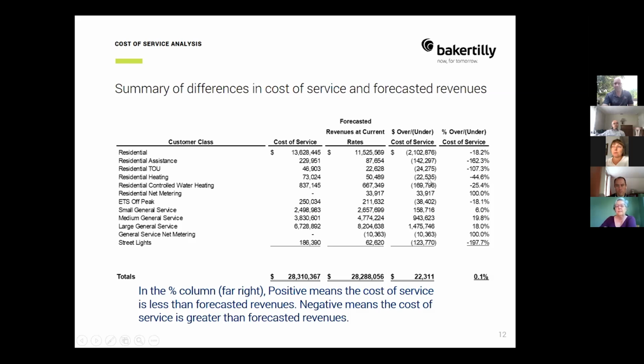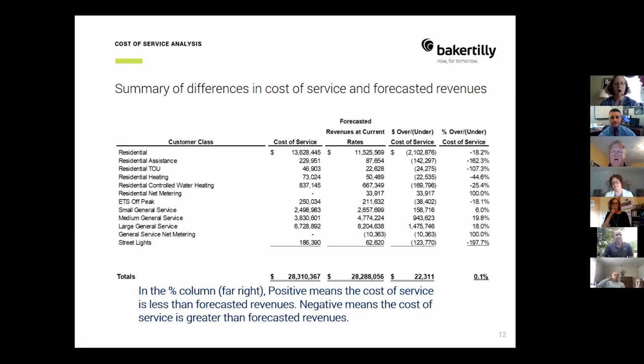As we look down the stack of numbers here, there are differences up or down. Really, your entire operation is mainly driven on the revenue side by your residential and your general service customers. I mean, every class is important, of course, but when it comes to moving a number up or down, those are the two main revenue sources that you have for customers. So, for example, you see this 18% difference in residential.